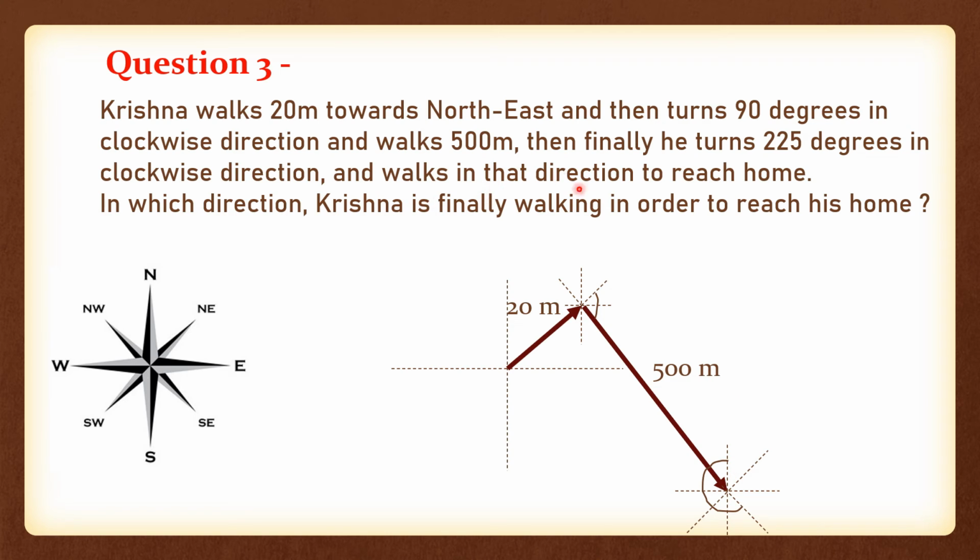And he walks in that direction to reach home. So he is now starting to walk in the north direction. The question didn't state how much distance he is walking. It just said that he started walking towards his home. Now the question is, in which direction is Krishna finally walking in order to reach his home? Obviously he is walking in the north direction to reach his home. So your final answer will be north.